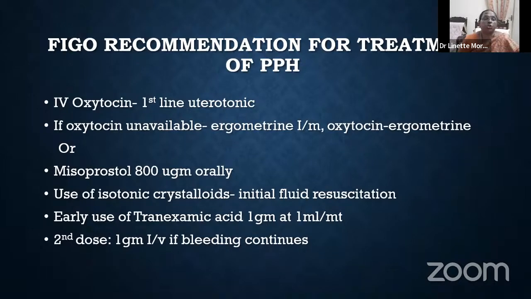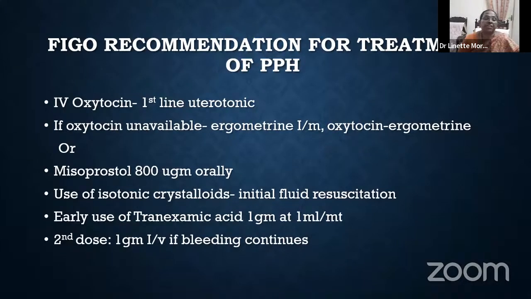And IV oxytocin is the first line uterotonic. If oxytocin is unavailable, ergometrine or a combination of oxytocin and ergometrine can be tried. However, the limiting factor for these pharmacological agents is the side effects associated with them. When ergometrine is used, the patient should not be hypertensive, and cardiac problems should not coexist. Misoprostol 800 microgram orally.